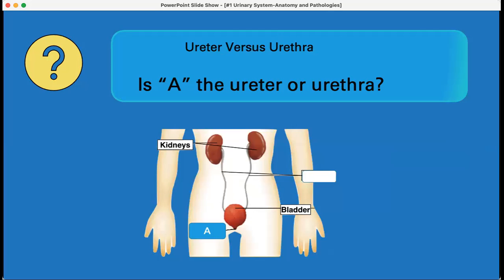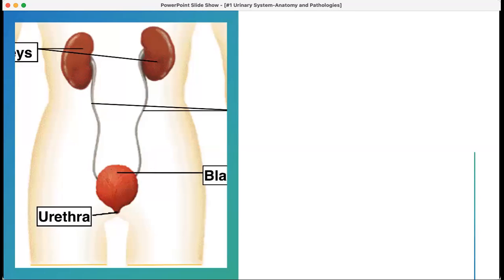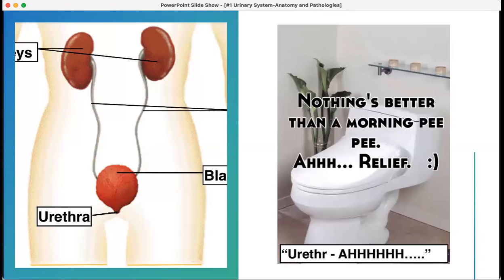Okay, next question. Ureter versus urethra. I was having the hardest time forever trying to keep track of which is which, which is the ureter and which is the urethra, because they're spelled so similarly? Answer is the urethra is the opening of the bladder. The way to remember that, I know this is kind of silly, but nothing's better than a morning pee. Ah, urethra. Ah, your relief.